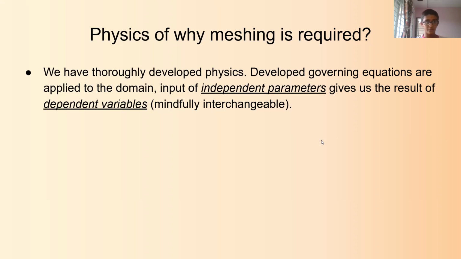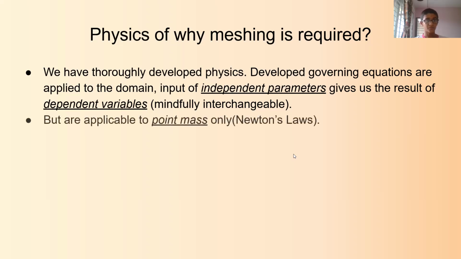But what's the problem now? We have the governing equations, which are called Newton's three laws, or whatever, F is equal to ma. That is a very simple equation that involves acceleration and force, or that involves velocity also indirectly, and the distance covered is also involved indirectly. But what are the problems behind this? All these governing equations which we have already are applicable to point mass only. Newton's laws are one of the examples.